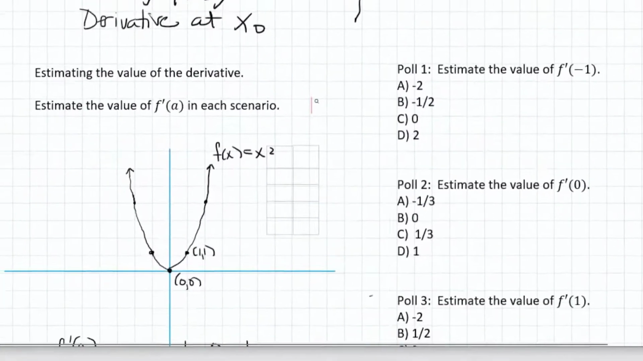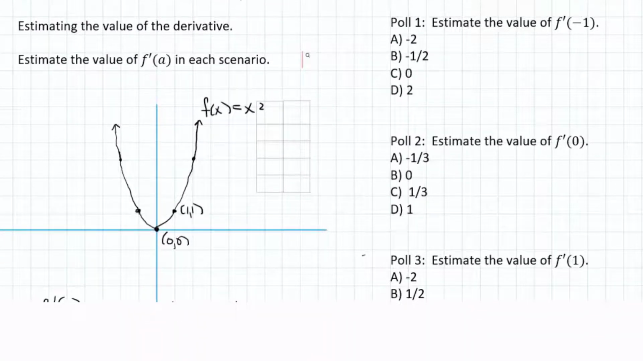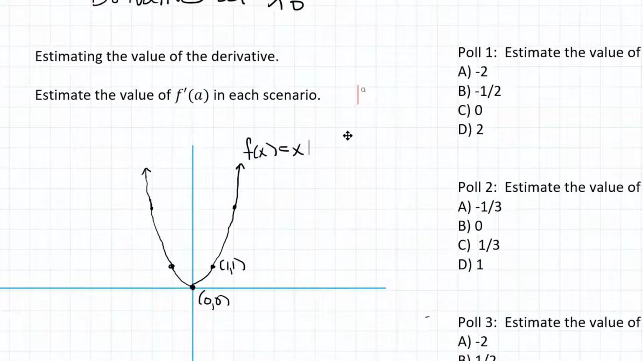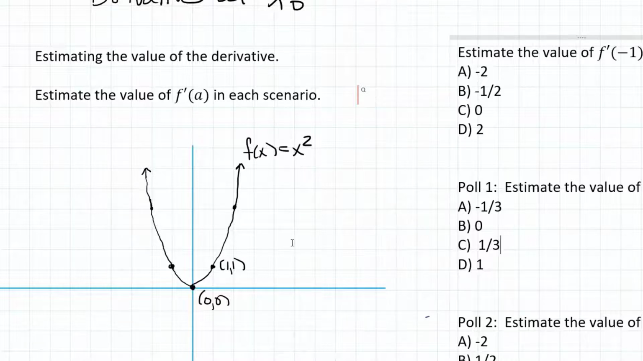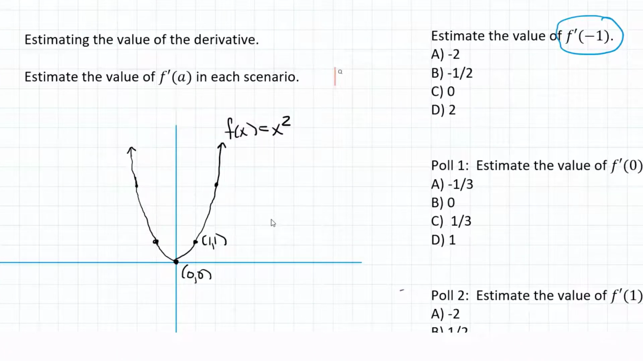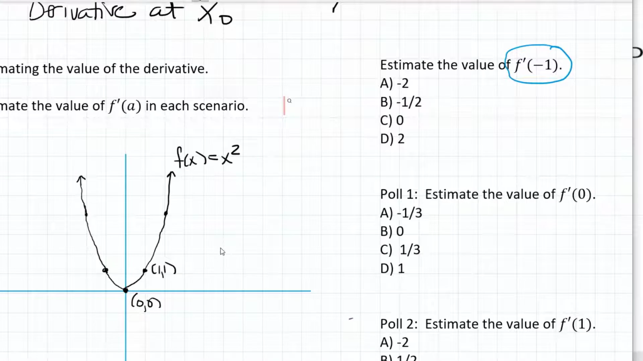So in this next item that we're going to look at, I want you to keep in mind that f prime represents the derivative or the slope of the tangent line. Here I have a graph of f of x equals x squared, and we're going to use it to estimate the value of f prime at each of these x values. When it says f prime at -1, that's the same as saying slope of the tangent line at -1.